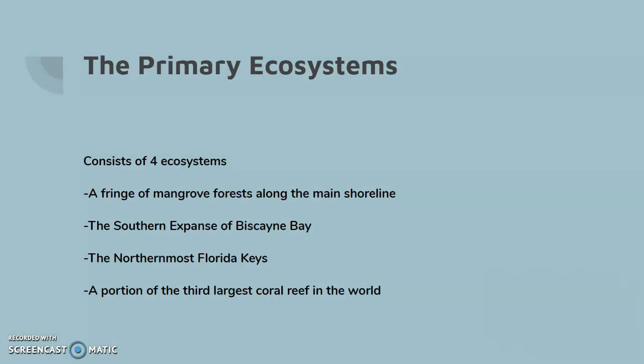The primary ecosystems. So it consists of 4 ecosystems. The first one is a fringe of mangrove forest along the main shoreline. The second one is the southern expanse of the Biscayne Bay. The third one is the northernmost Florida Keys. And the fourth is a portion of the third largest coral reef in the world.